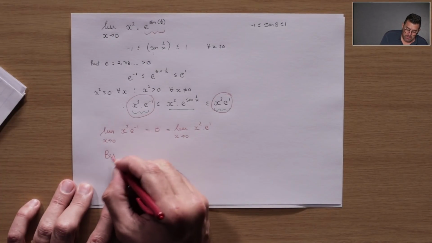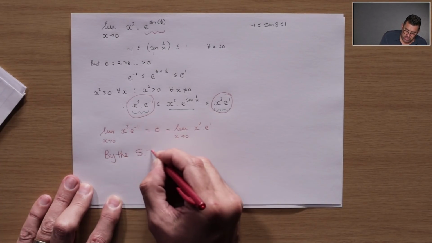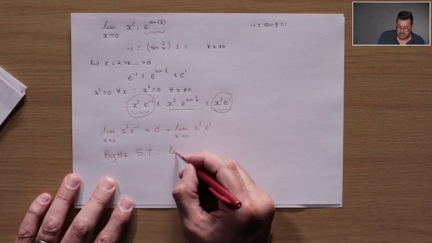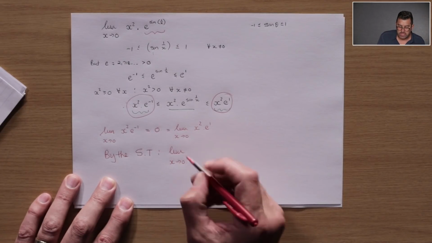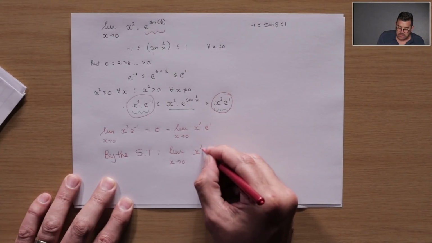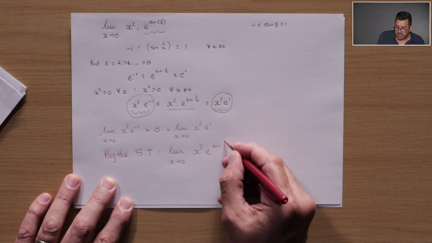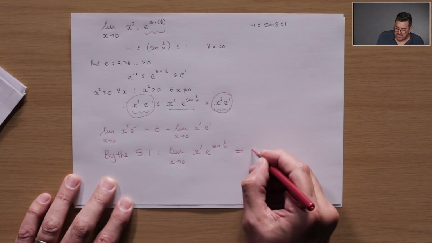So by the Sandwich Theorem, I can say that the limit when x approaches 0 of x squared e to the sine of 1 over x, that limit is 0, folks. It's poetry. It's absolute poetry. I love the Sandwich Theorem. You just have to really think very carefully where you start. And you've got to start with the function or the part of this function that has the most complication for you.